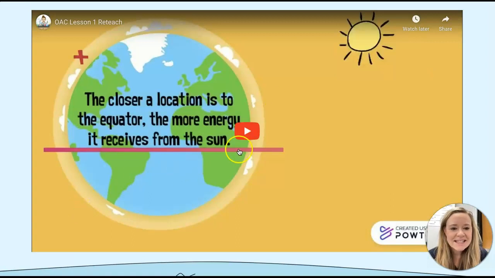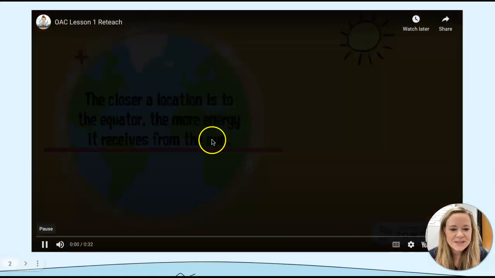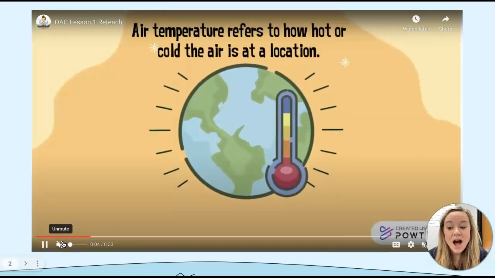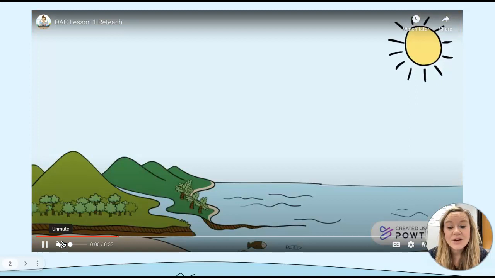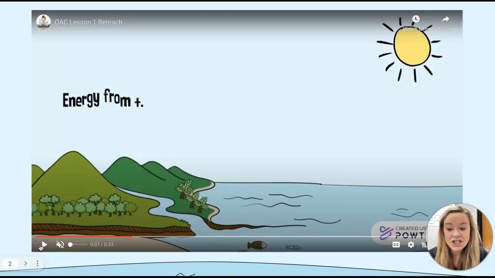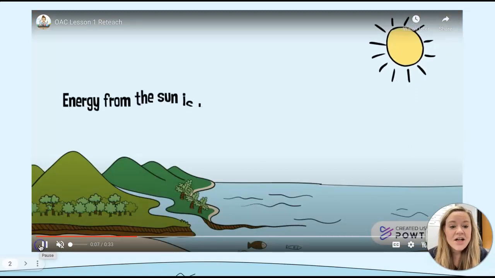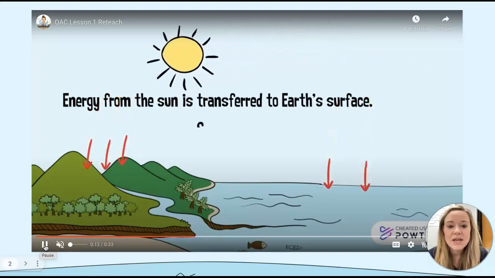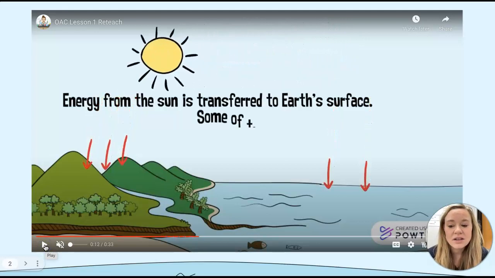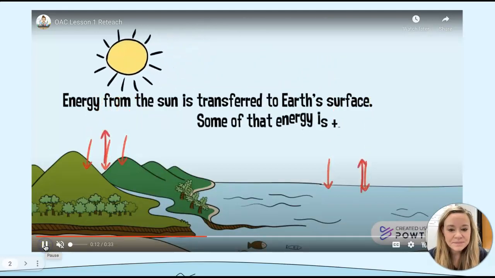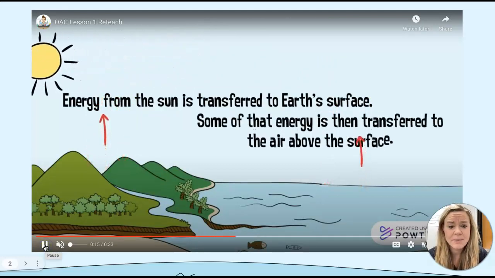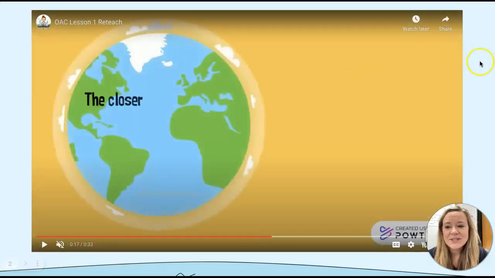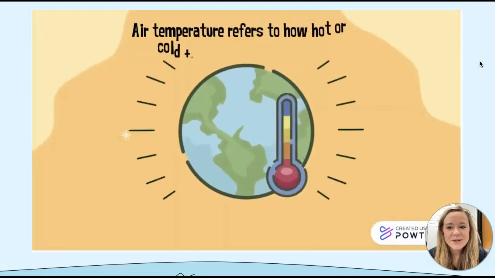In the last lesson, we figured out that air temperature is how hot or how cold something is, and really that's about how much energy is in that air. Then we know that the energy from the sun is transferred to the surface. We learned this when we heated up those rocks with the lamp. And then some of that energy is transferred back to the air above the surface. And we are going to keep going here.